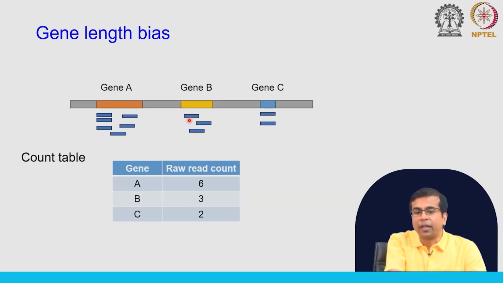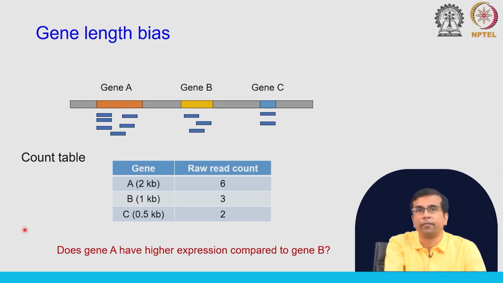So, coming back to the same example that I gave you, we have these 3 genes, gene A, gene B, gene C, and we have the count table. Since we know about this gene length bias, I will also mention the gene lengths right here. Gene A is of length 2 kb, gene B is 1 kb and gene C is 0.5 kb. Now, once we know about gene length bias, can we answer this question? Does gene A have higher expression compared to gene B? And the answer is no.